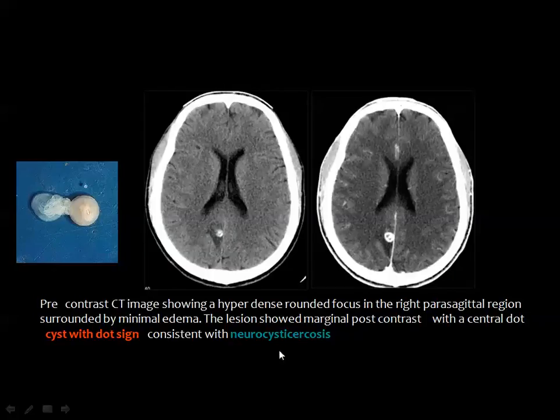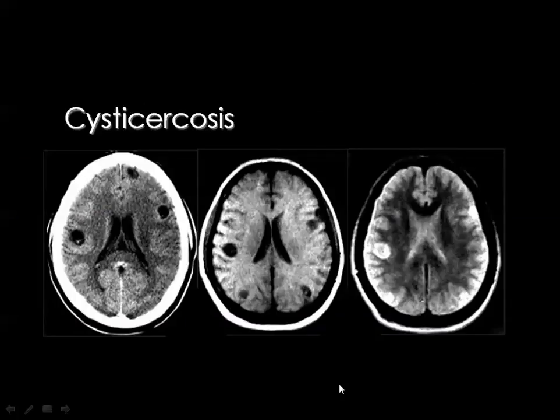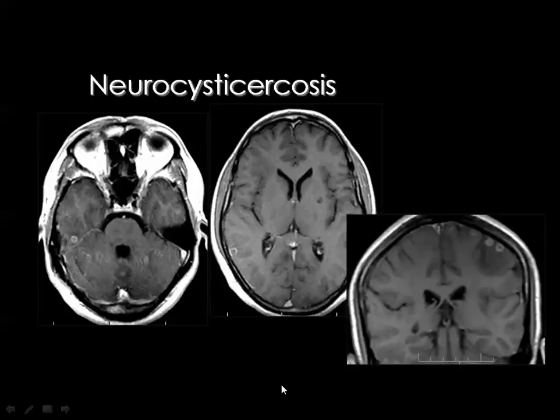The cyst and dot sign is one of the helpful criteria to discriminate this lesion from tuberculoma, since tuberculoma does not contain a central dot, but cysticercosis will have a thick enhancing margin and an internal dot sign. The dot sign can be seen in CT, as you can see here, and also by MRI. This is one of the typical criteria for diagnosis of cysticercosis.